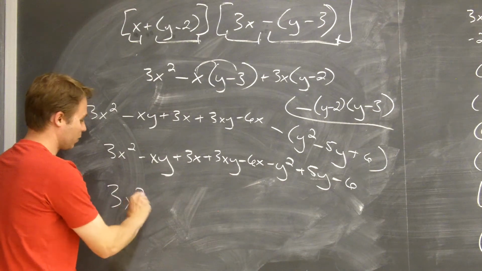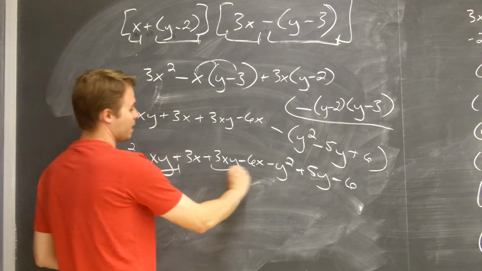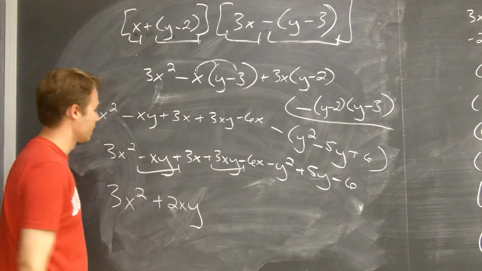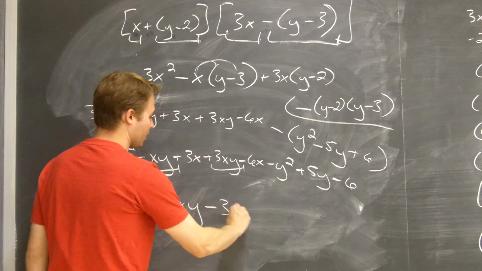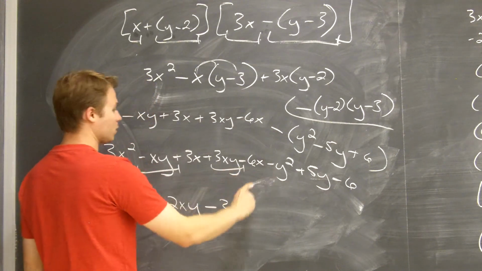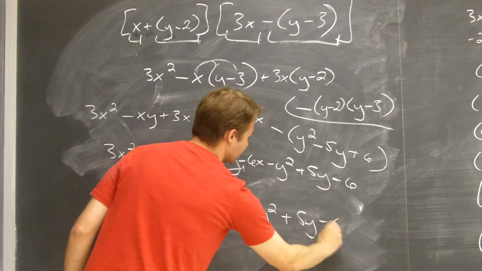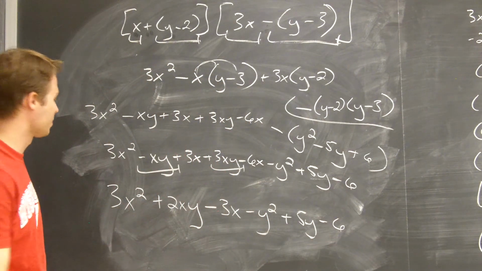From here, I just need to combine any like terms. The 3x squared won't combine with anything. Negative xy plus 3xy, that'll be plus 2xy. 3x plus negative 6x, that'll be negative 3x. The negative y squared won't combine with anything, and then we will get 5y and the negative 6. So looks like we're in good shape here.